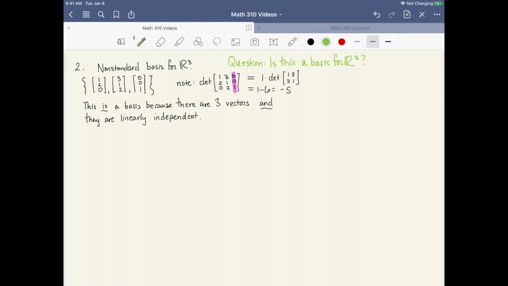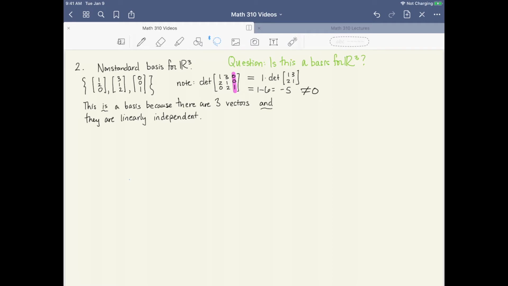That is not equal to 0, and so I know that the 3 vectors were independent, and because there are 3 of them in a 3-dimensional space, I must have that they span all of R3, and there's a minimal number of them. I couldn't span all of R3 with just 2. So I have that they form a basis.